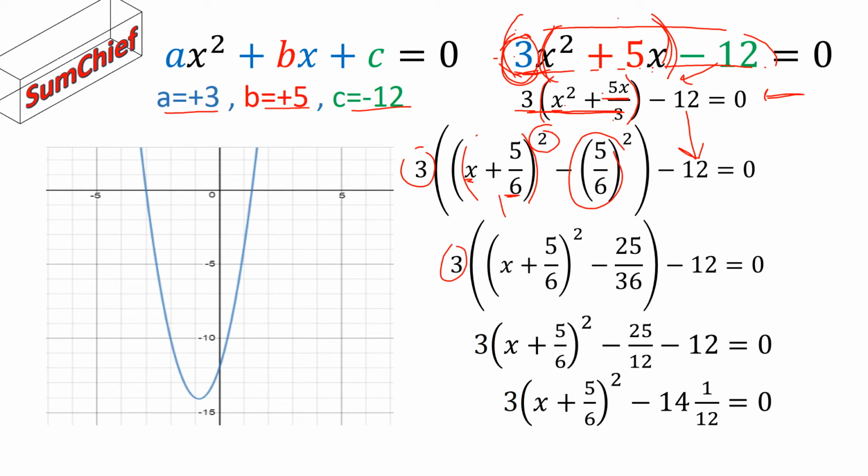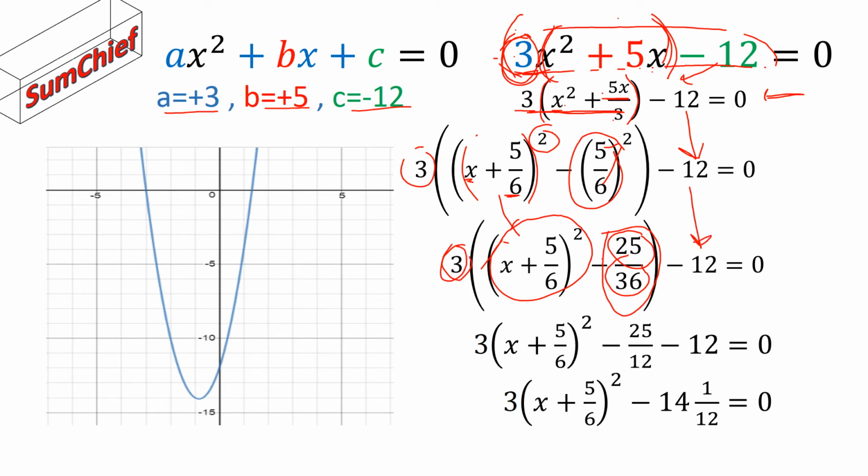X plus 5 over 6 squared, that's just as it is, that's fine. So the 5 over 6 squared, or 5 squared, is 25. 6 squared, 36. So we're going to subtract 25 over 36, which is this one here. And don't forget, this is still multipliable by 3, because these brackets show that 3 still applies to the 25 over 36. And the minus 12 is still there.